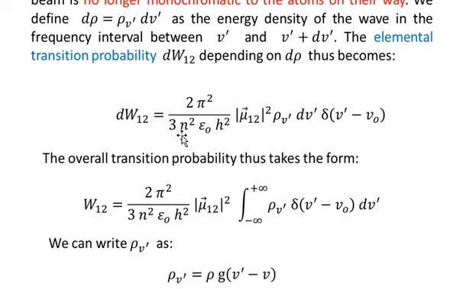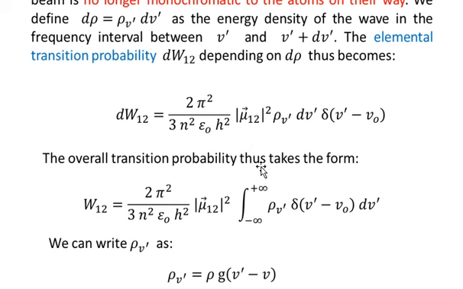dW12 is equal to 2 pi square divided by 3 n square epsilon naught h square, multiplied by the absolute square of mu 12, multiplied by rho nu prime d nu prime, and multiplied by delta of nu prime minus nu naught. This elemental transition probability has already been discussed in one of the previous slides.